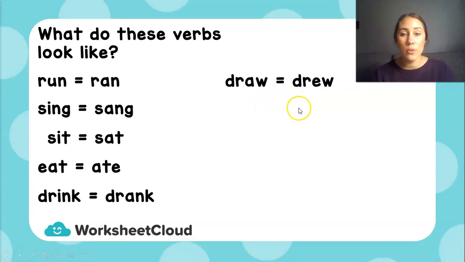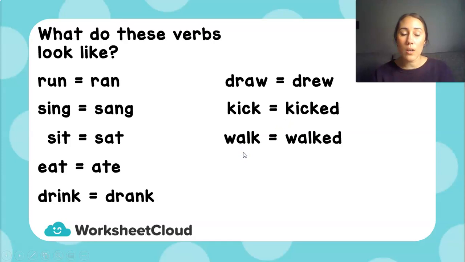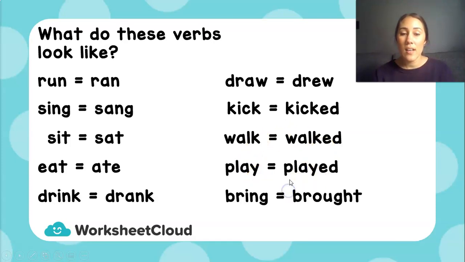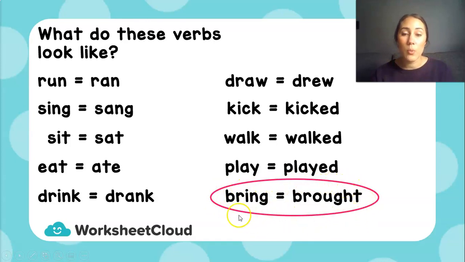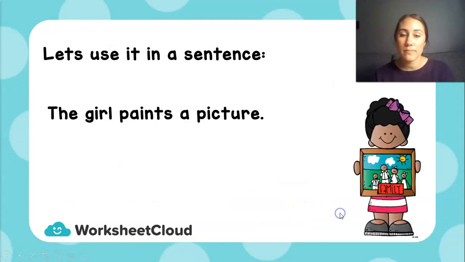Eat and ate. Drink and drank. Draw and drew. Kick and kicked. Walk and walked. Play and played. And bring and brought. Now this one catches us out all the time because we want to say bring becomes brang, and brang is not a word that ever existed or exists. So bring becomes brought. Today I bring a toy to school, and yesterday I brought a toy to school.